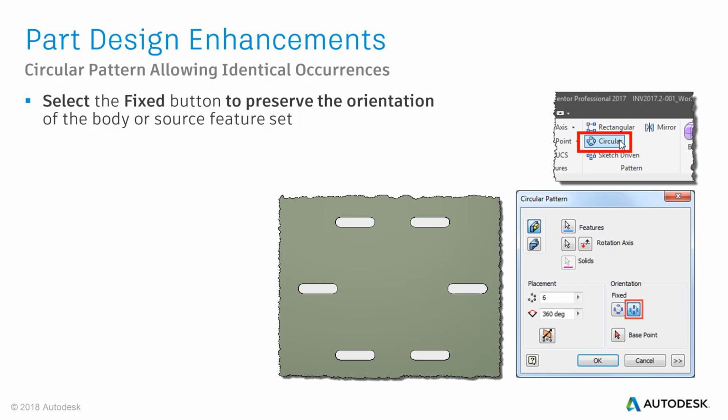In the circular pattern dialog box, the fixed option is available now. The fixed option keeps the orientation of features or bodies identical to the parent selection during rotation around the axis. You can also redefine the base point for your body or feature set, in case you have the requirement for it.